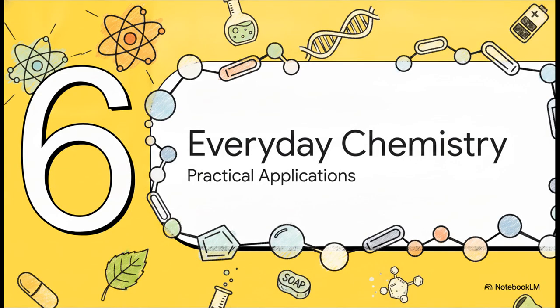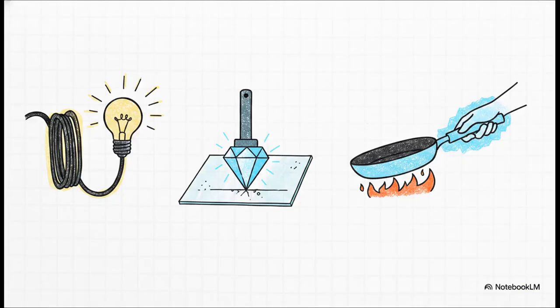Which brings us to our final section, chemistry in everyday life. It's super easy to think of atoms and valency as abstract textbook concepts, but they literally dictate the tangible reality you interact with every single day. Let's look at a few rapid-fire daily applications.